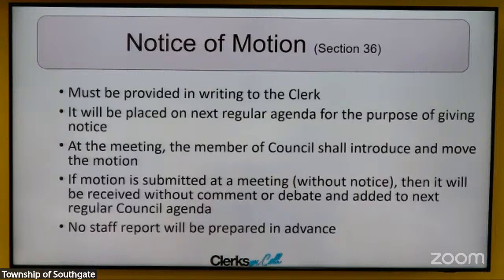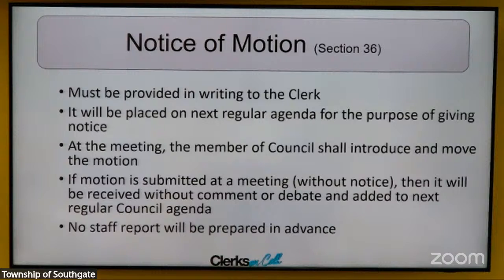Consistent with those best practices, section 36 of your new draft bylaw outlines a process for members of Southgate Council to submit a notice of motion. First, members must submit the notice of motion in writing to the clerk. If the proposed motion is submitted to the clerk in time to be included on a regular agenda package that will meet the notice requirements, the member of council shall then be able to introduce and move the motion at that meeting. If the motion is submitted at the meeting, instead of giving it to the clerk to be included in a council agenda, then it will simply be received without comment or debate, and the clerk will add it to the next regular council agenda for the purpose of giving notice. No staff report will be prepared in advance.